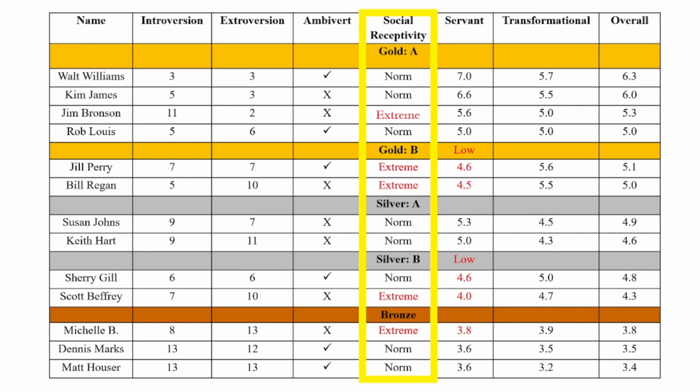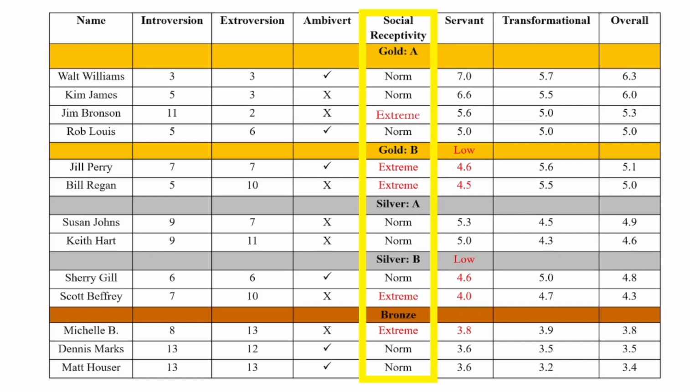Now, again, just as a low servant leadership score does not necessarily disqualify a person for consideration, neither do the social extremes, but it is something to pay attention to. For example, let's take a look at Jim Bronson. Jim Bronson falls into gold standard A because he has a 5.3 in his overall. He did really well in servant leadership. He has a 5.6 and a 5.0 in transformational leadership. However, he does have the social receptivity of an extreme.